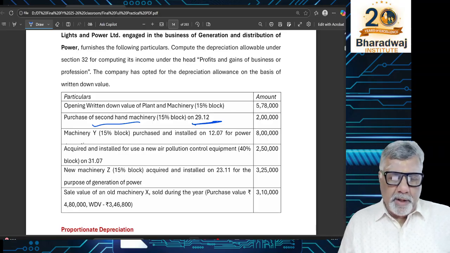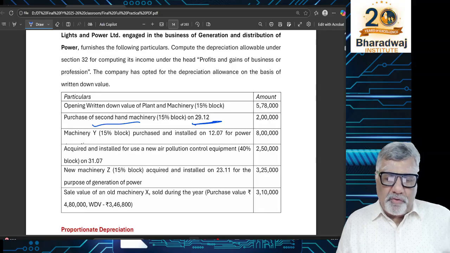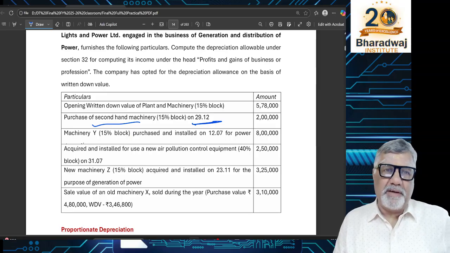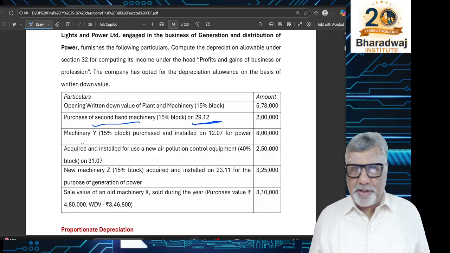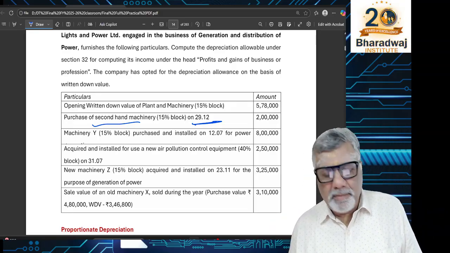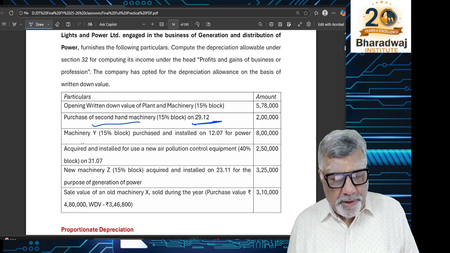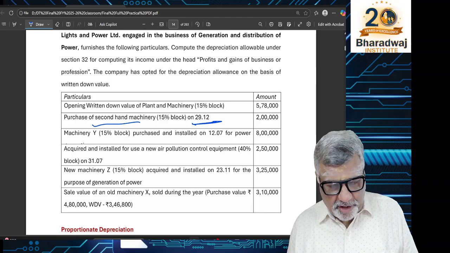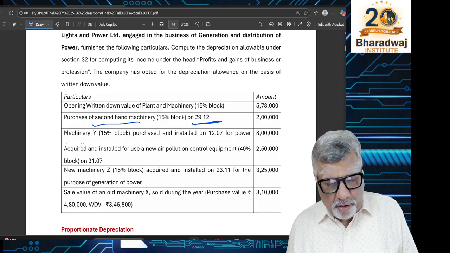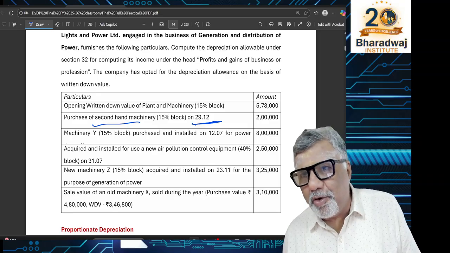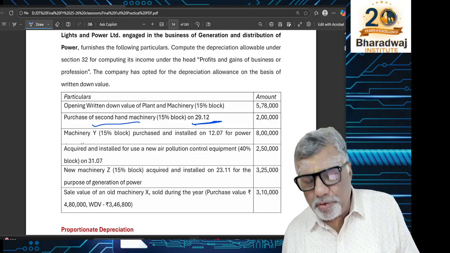Machine Y, purchased and installed for the power sector, acquired and installed for a new air pollution control equipment, which is very much part of plant and machinery, without which manufacturing is not possible. It is new machinery acquired and installed on 23/11 for the purpose of generation of power. Sale value of the old machine, purchase value, WDV, all those things ignore. We want only the sale value 3,10,000.